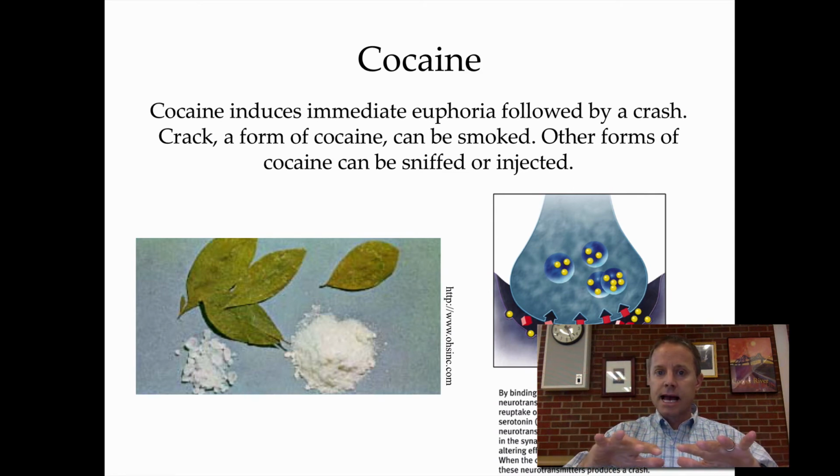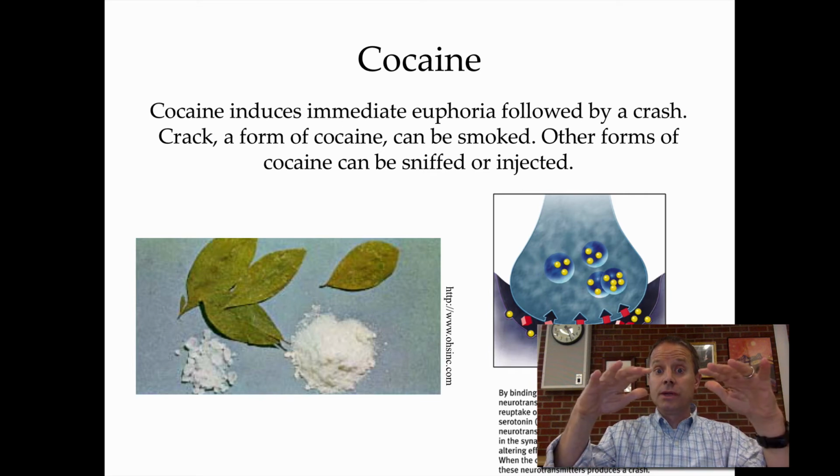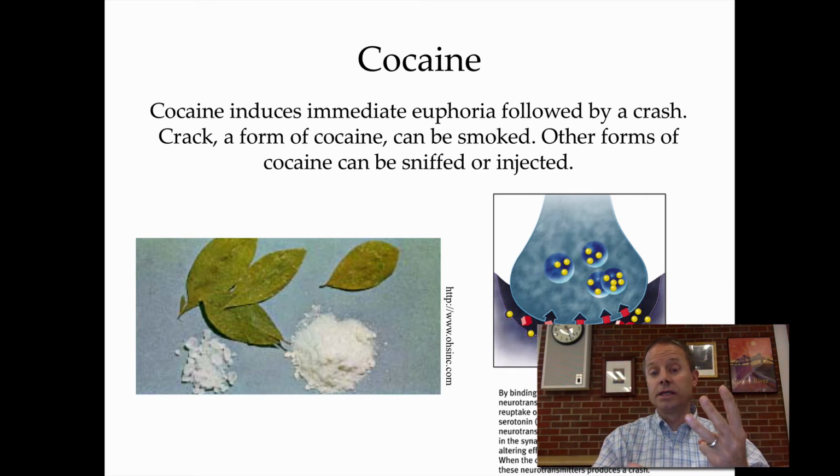Cocaine gets into the synapse and it blocks the reuptake of 3 neurotransmitters: dopamine, serotonin, and norepinephrine. When those get blocked, you have more of those neurotransmitters in the synapse, and those neurotransmitters give you that feeling of euphoria, that feeling of being really happy and feeling really good. So that's how it works in the brain.